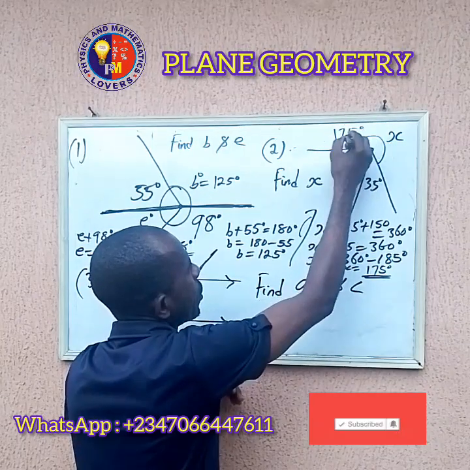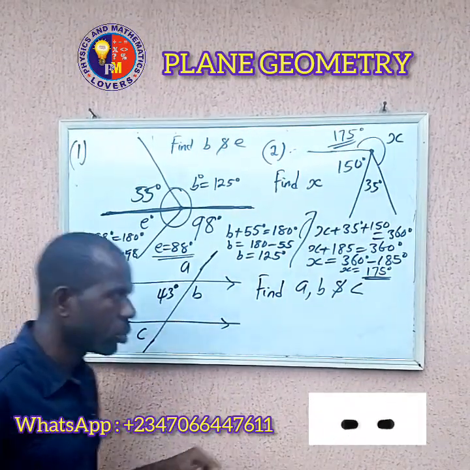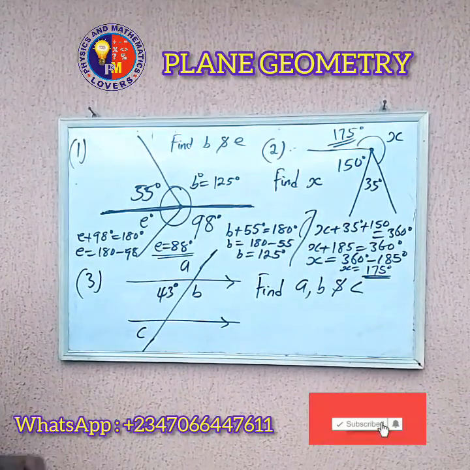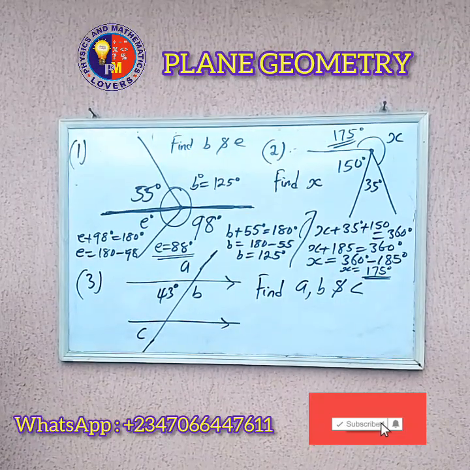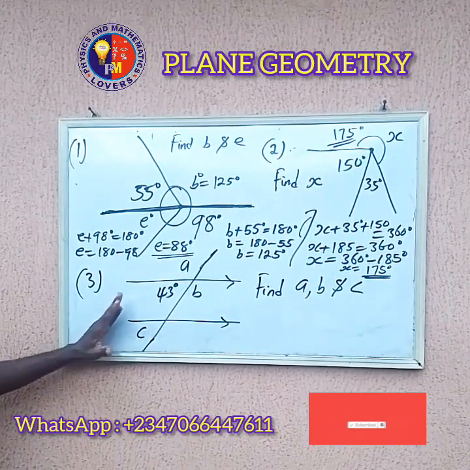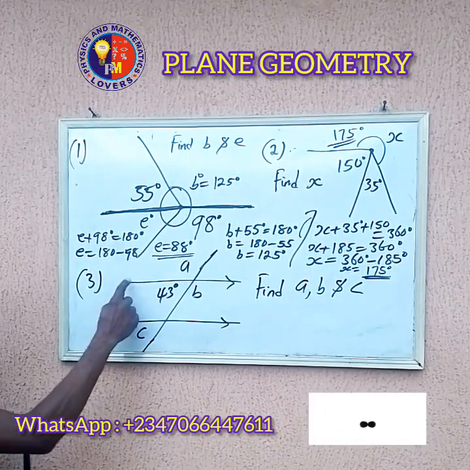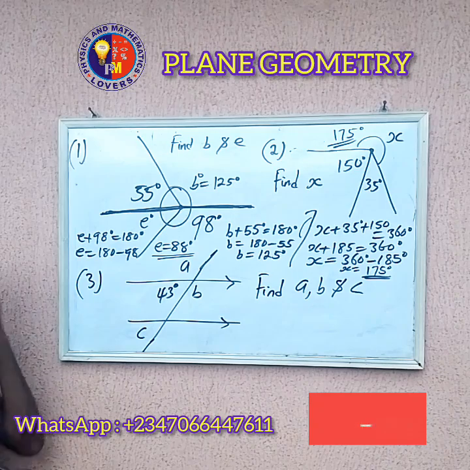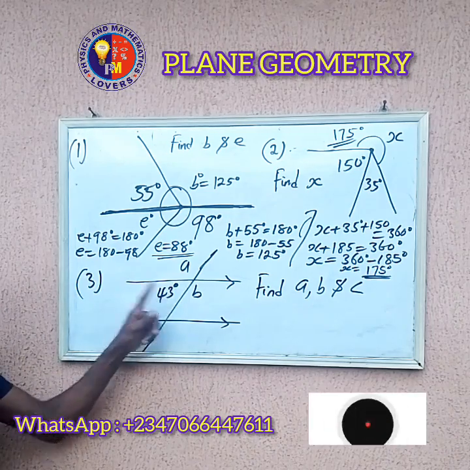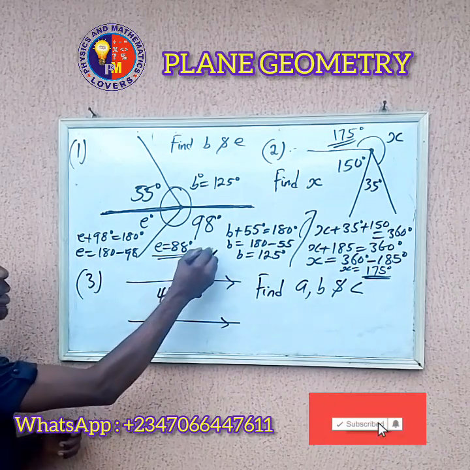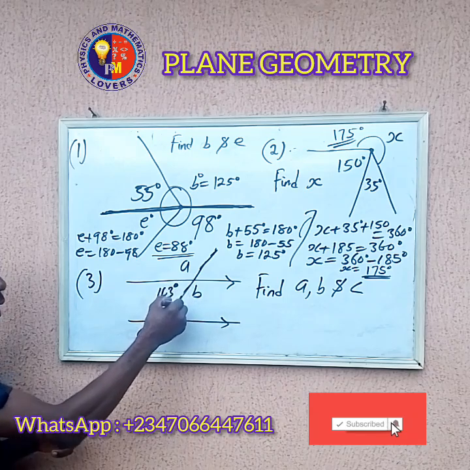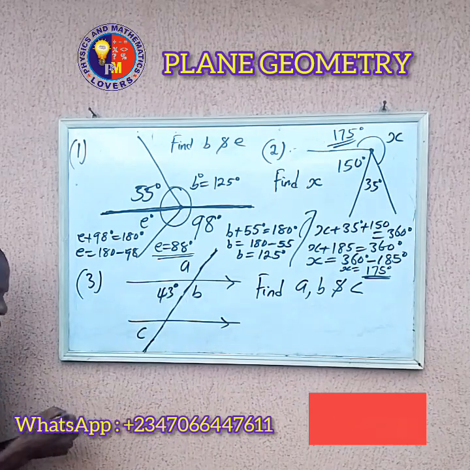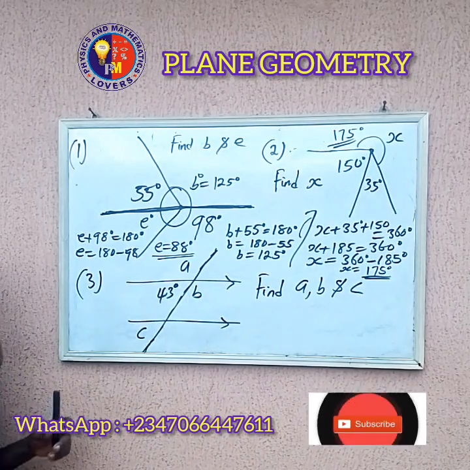175 degrees. That is for that. Good. Let us move to this number 3. In this number 3 here, we have two parallel lines. And now when we have two parallel lines like this, one of the properties in geometry is that when we have parallel lines and another transverse line cuts across it, we have three different angles that are formed.